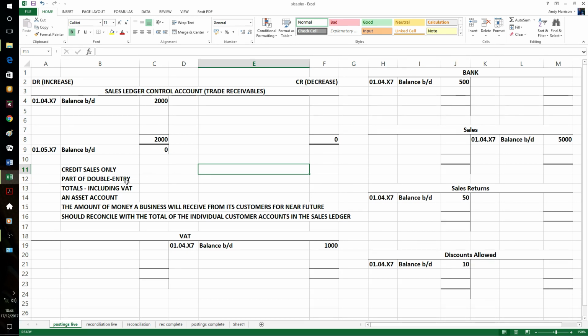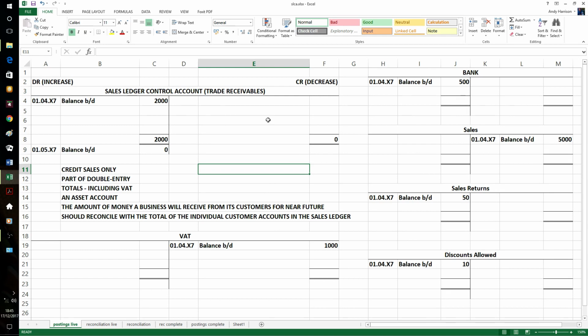It's part of our double entry system, so debits will have credits, credits will have debits. Totals always include VAT if we're VAT registered. It's an asset account, it's an asset that people owe us money in the trial balance, and it represents the amount of money a business will receive from its customers for the near future. From our credit customers, if we have cash or online sales, that's additional revenue that will come in. And it should reconcile with the total of the individual customer accounts in the sales ledger. That's the second part that we'll get on after about 10 minutes or so.